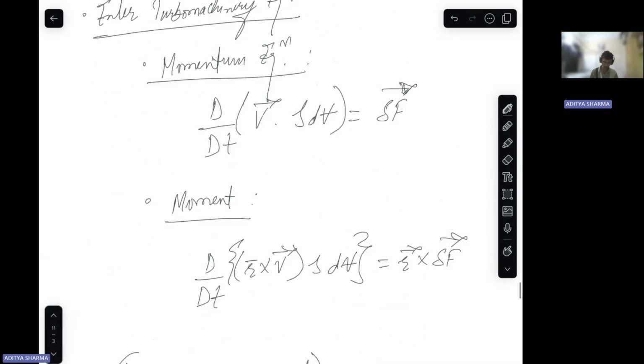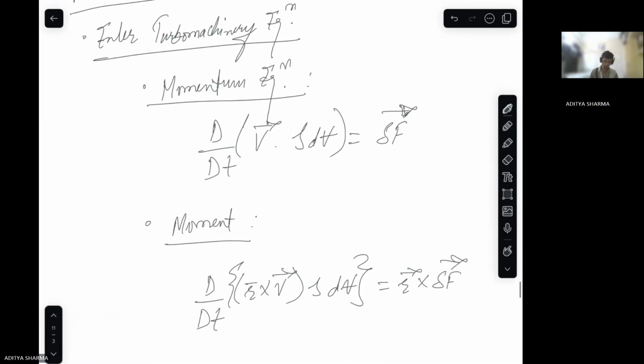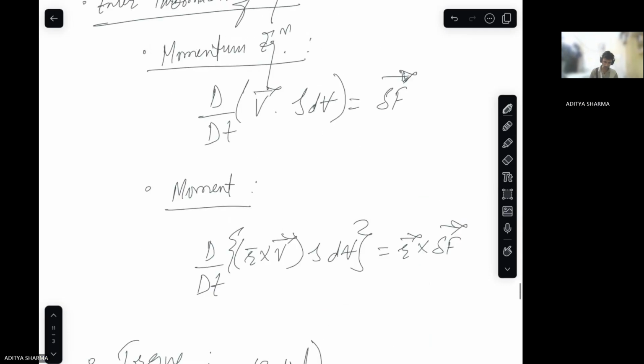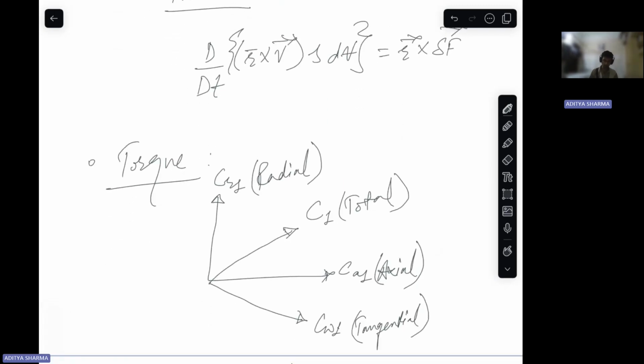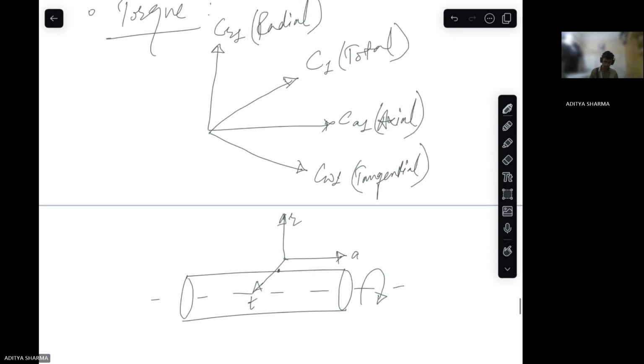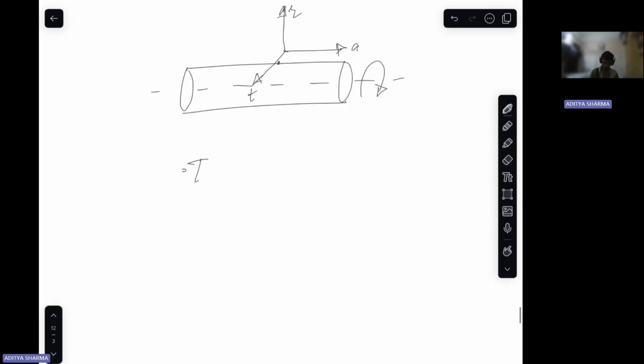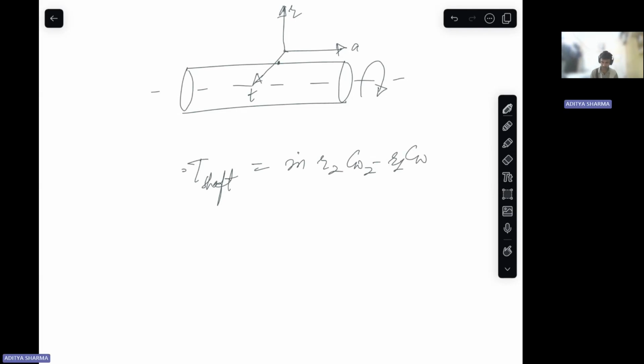So I was discussing the Euler turbomachinery equation, and for that I introduced the momentum equation, and then the moment of this momentum has been taken, right? And then we are trying to understand the velocity directions of different components of the velocity. Then the torque related to the shaft, there is an expression for that.